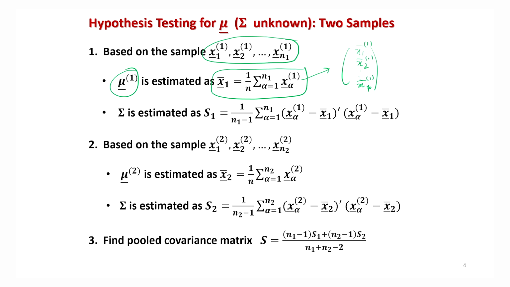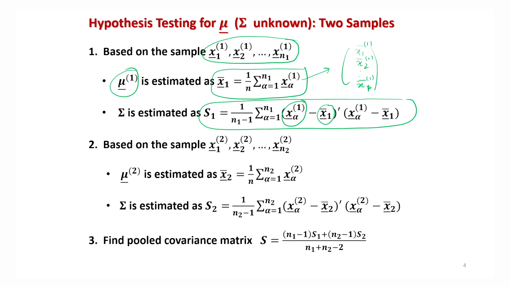And sigma is going to be estimated by S1, which is 1 upon n1 minus 1, summation alpha goes from 1 to n1, x alpha 1 minus x1 bar, transpose into x alpha 1 minus x1 bar, right? You have to be a little bit careful about the way I announce it. For example, when I say x1 here, this is x alpha 1 and this is x1 bar. But we already have discussed earlier how to understand it, right?